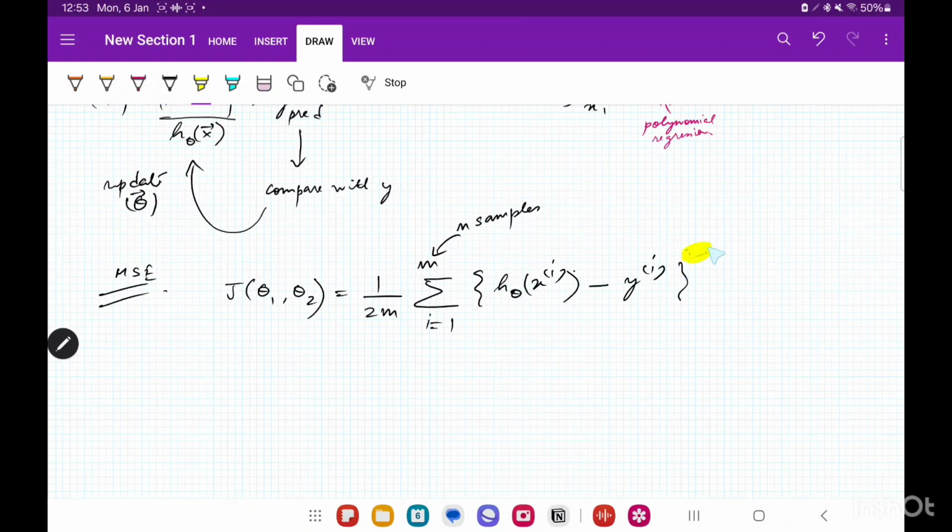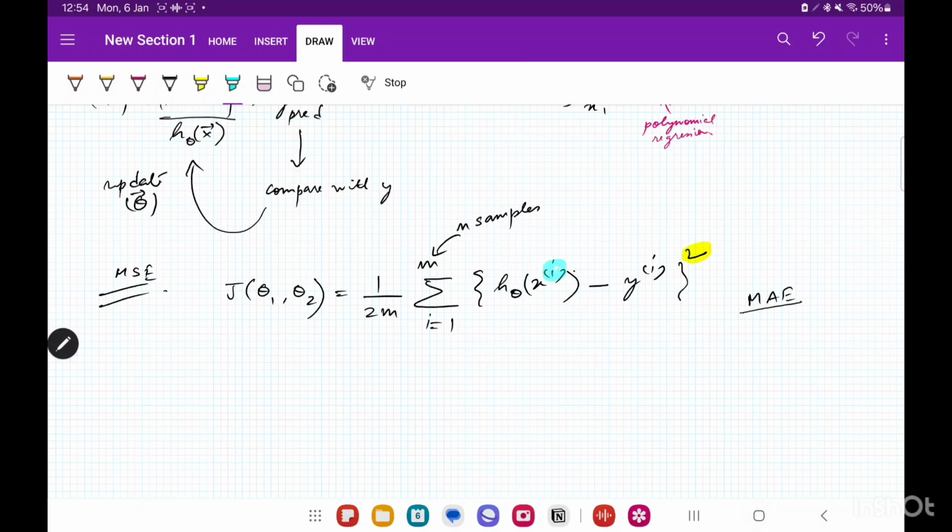So the square ensures that the error is always positive, and we could also use mean absolute error, MAE, by replacing the square with an absolute value, but MSE is more common.